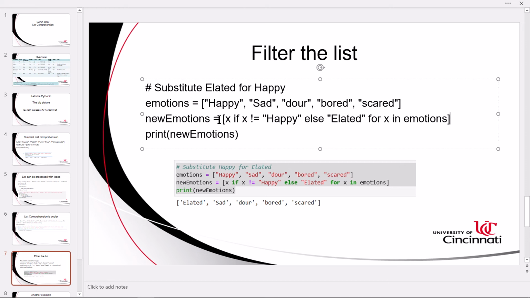It might help to group this together. So I'm saying give me X if X is not equal to happy, otherwise give me elated. And that's going to filter out the happy and replace it with elated. I still get sad, dour, bored, and scared. I don't get happy anymore, I get elated. Another twist on list comprehension, I would encourage you to take a moment and write that with a traditional naive for loop to accomplish the same result.